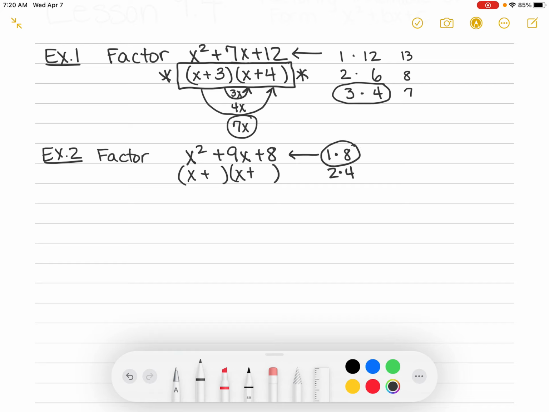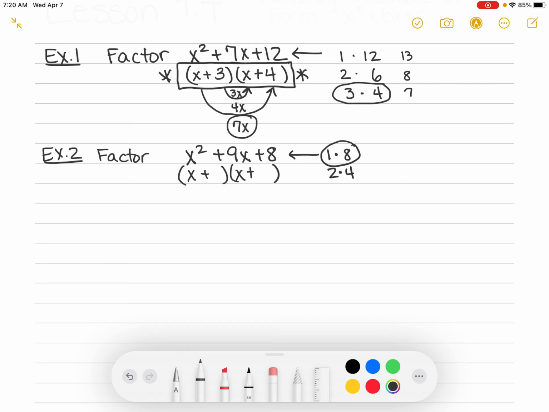Okay, and so there's my answer. Then I'm going to go back and check, especially my middle term. So my first ones are right, x times x. My last one, 1 times 8. And then my middle terms, I have 1x and 8x. So that equals 9x. So I'm right.